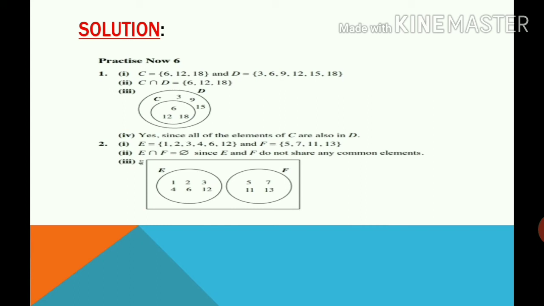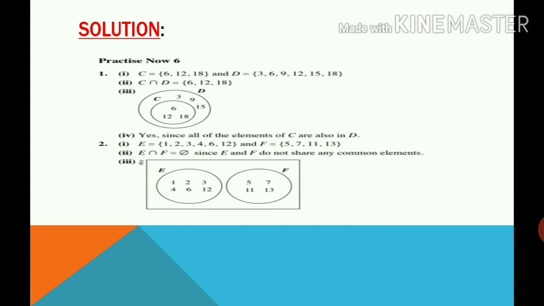So whenever you want to show a proper subset of another set, you have to draw two circles, the outer circle and the inner circle. The inner circle will be the subset of the outer circle. As you know that C is a proper subset of D, the inner circle should be C. So in the inner circle, you will write down 6, 12, and 18. This shows that C is a proper subset of D.